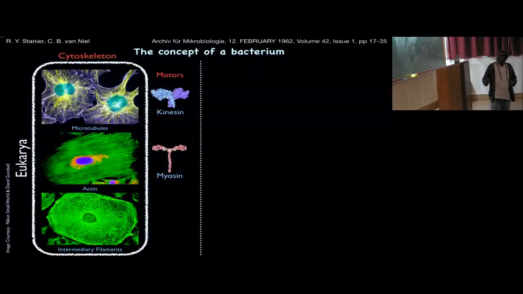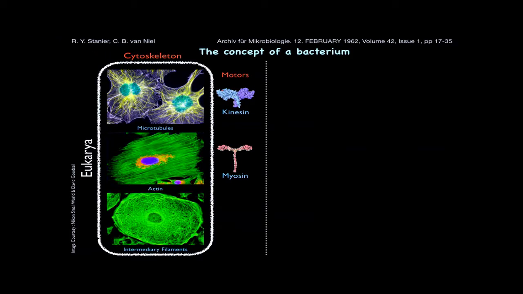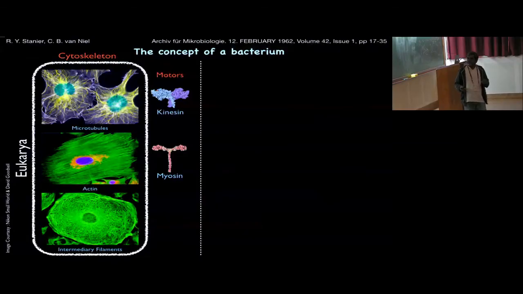In a landmark paper that Stanier and van Niel published, titled The Concept of a Bacterium, they declared something very profound. They said there were two kinds of organization in this entire living world. One, what we have come to know today from eukaryotic studies, is that there are these beautiful microtubules going around from the nucleus to every nook and corner. There are actin stress fibers and intermediate filaments, and these elements carry motors, which carry the cargo and the vesicles that Abdur talked about in the morning to every corner of the cell.